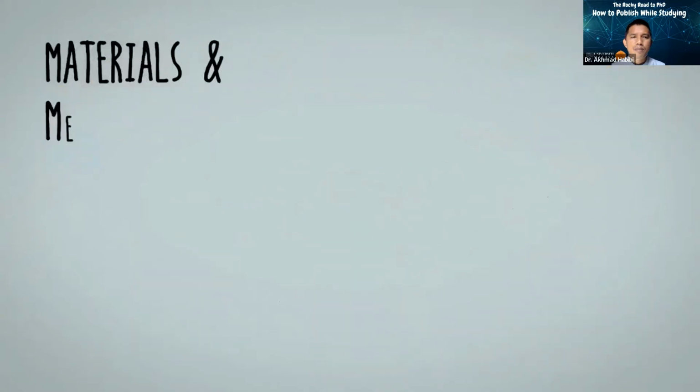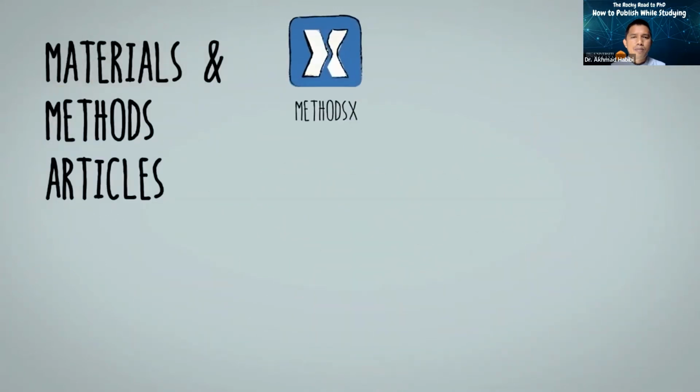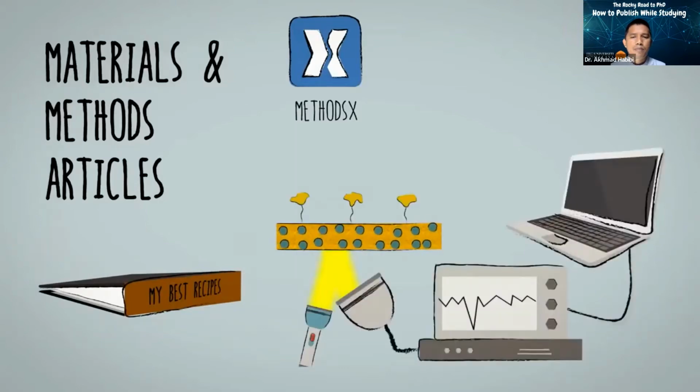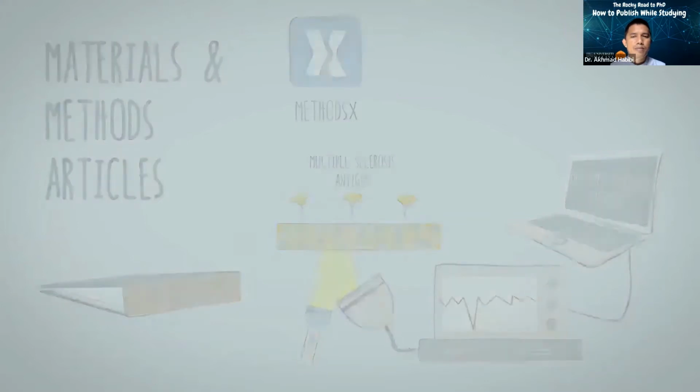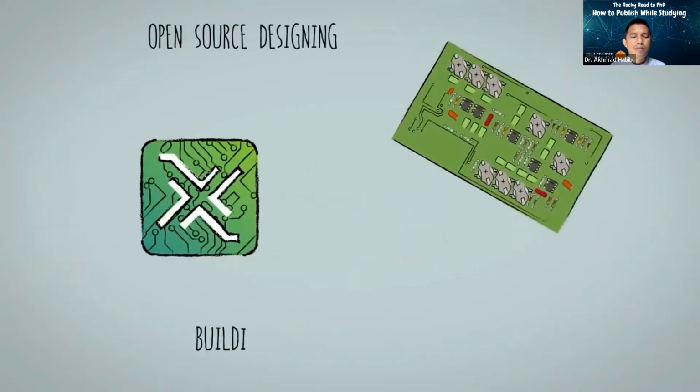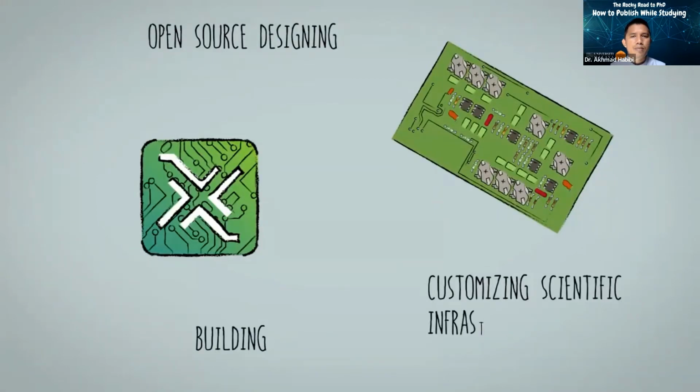Materials and methods articles, which are published in journals like Methods X, help researchers share and get credit for the improvements they make to scientific recipes, such as reusing and adapting existing techniques for detecting antibodies. In their method article published in Methods X, Italian researchers describe how to detect antigens associated with multiple sclerosis, saving other researchers a lot of time in the lab. The same goes for Hardware X, the newest journal in the program. It publishes articles on open source designing, building and customizing of scientific infrastructure.